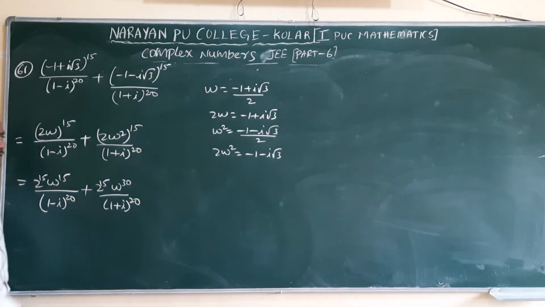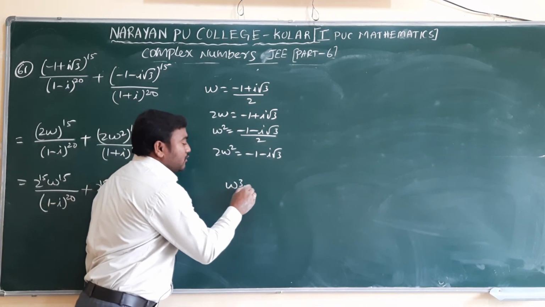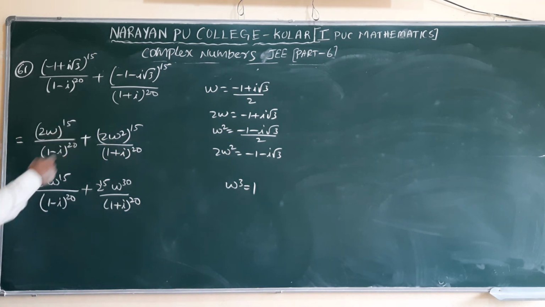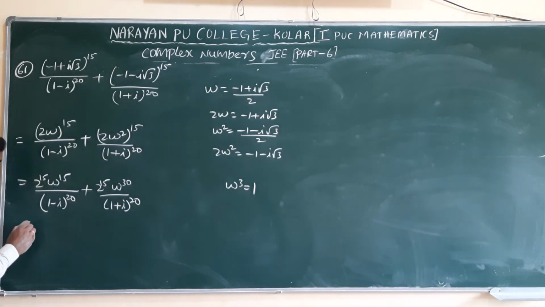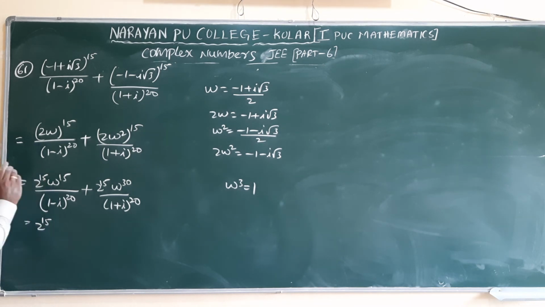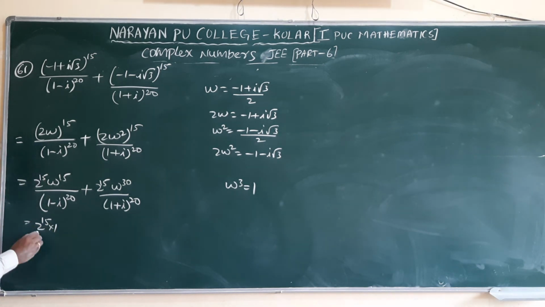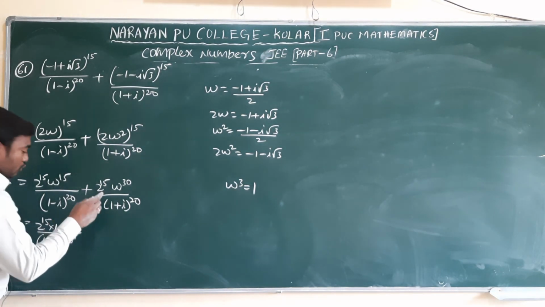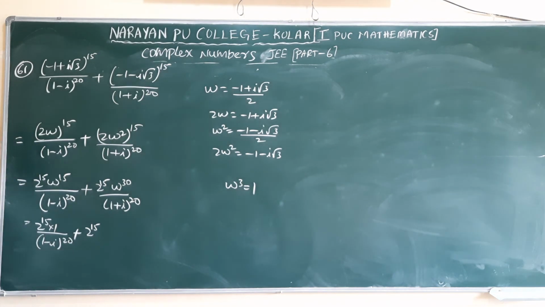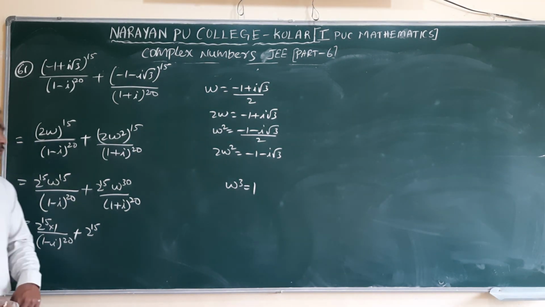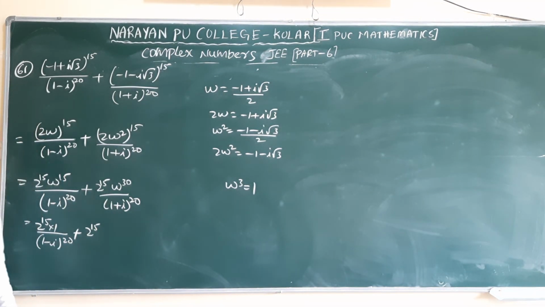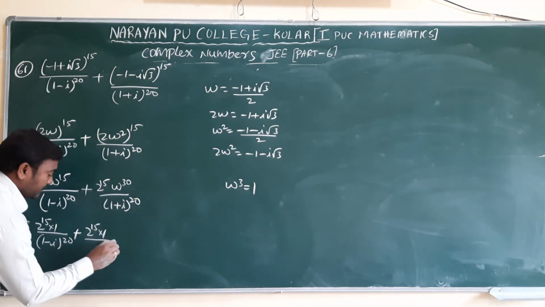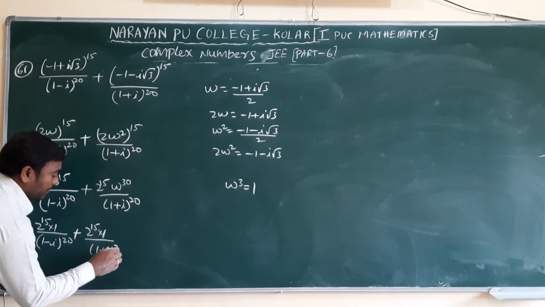So already we know that the value of omega cube is equal to 1, but omega power 15 can be written as omega cube whole power 5. So here I have written directly, 2 into 15. The value should be 1 divided by (1 minus i) whole power 20 plus 2 power 15. Omega power 30 value is also 1, because omega power 3 whole power 10 gives 1 power 10. We can write directly the value also 1 divided by (1 plus i) whole power 20.